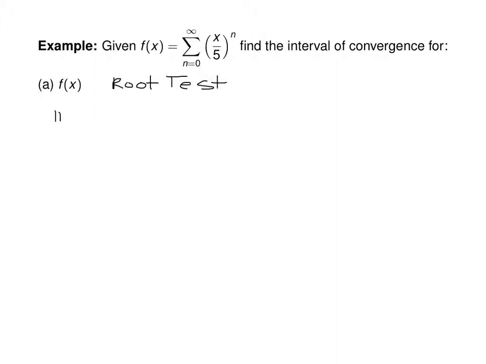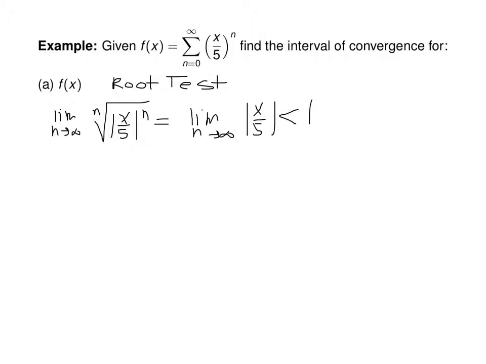So we'll find the limit as n goes to infinity, nth root of the absolute value of x over 5 to the n, which will equal the limit as n goes to infinity, just the absolute value of x over 5. That must be less than 1, and that will imply that the absolute value of x is less than 5, or that negative 5 is less than x, which is less than 5.